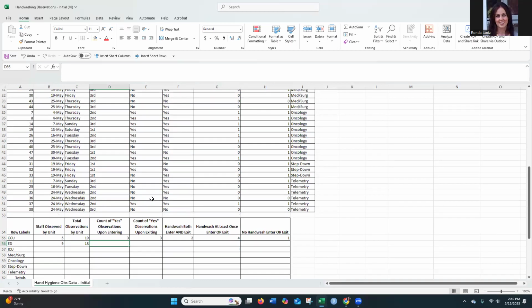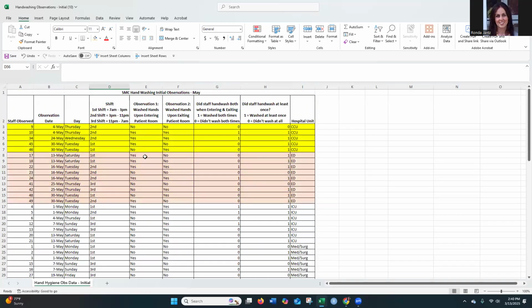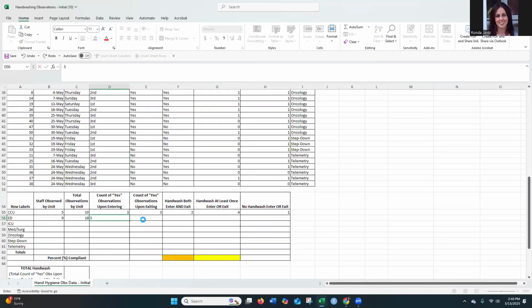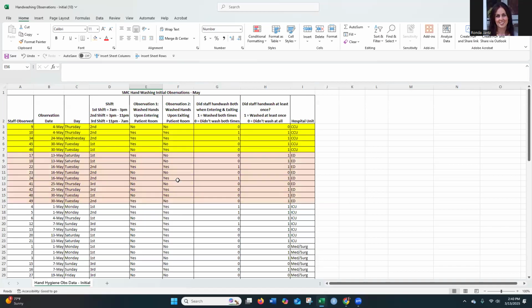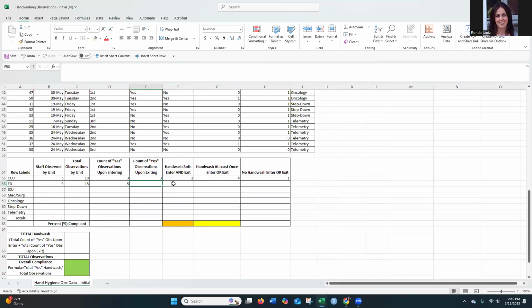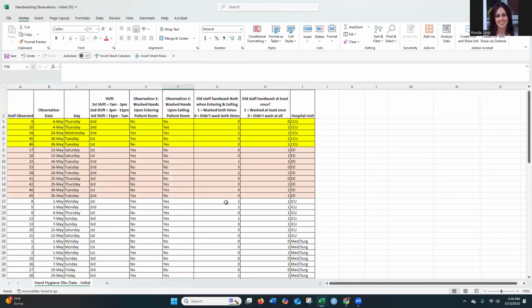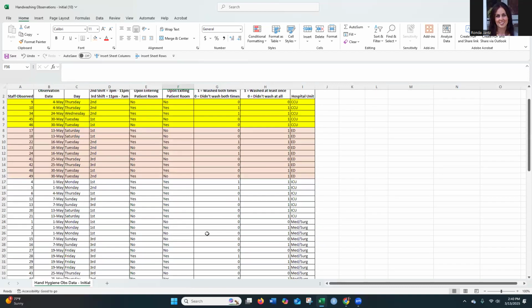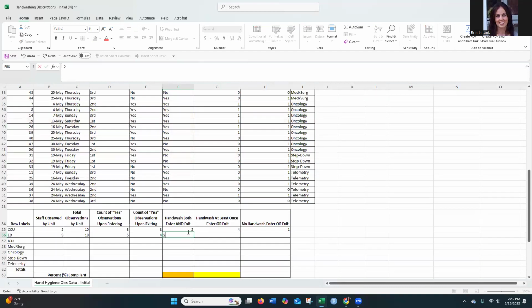So the count of yes on entering is column E: 1, 2, 3, 4, 5 yeses. So 5 yes when they enter. How many when they exit? We have 1, 2, 3, 4 when they exit. Hand wash both enter and exit. We count the ones, which is 2 ones in column G. So 2 enter and exit.